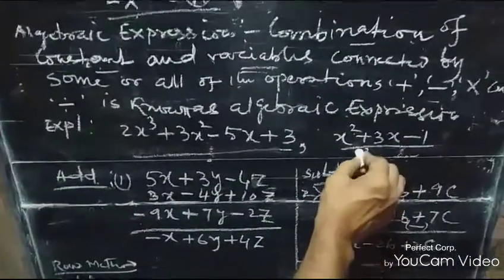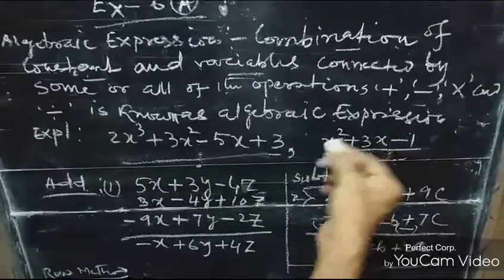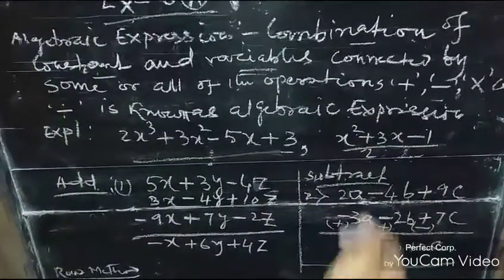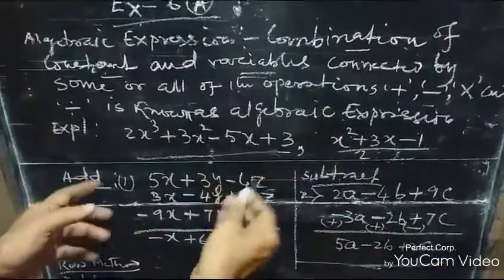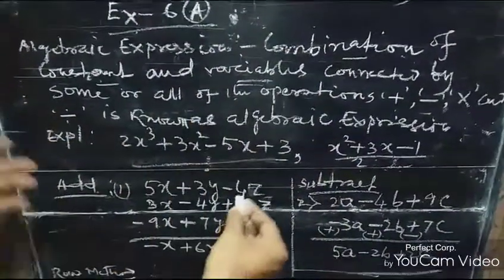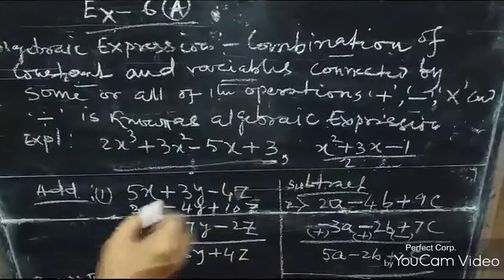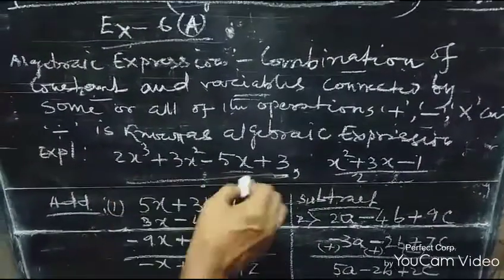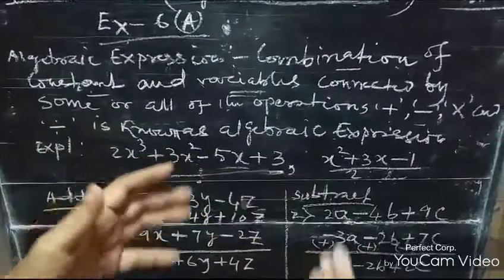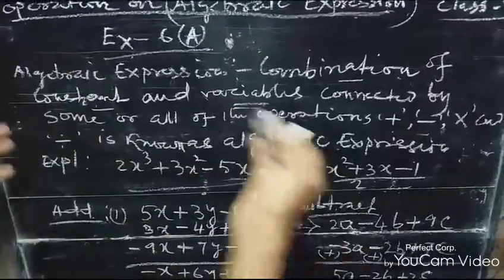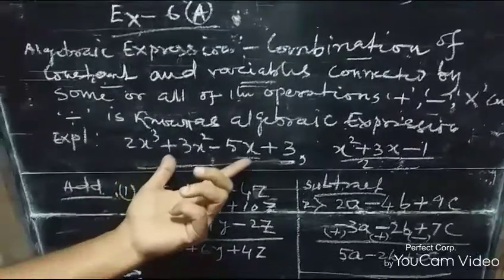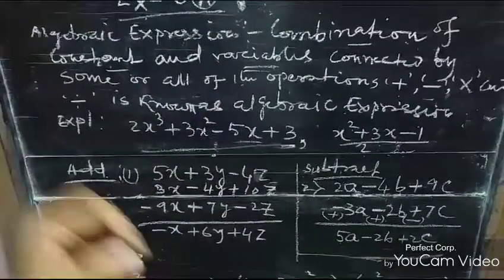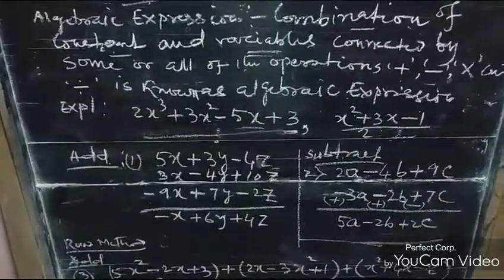Here is another example, which includes everything, including divide also. So these are algebraic expressions, a combination of constants and variables. This is the constant term, and these are the variable terms, because on the basis of the value of x, the expression value is getting changed. So as per your requirement, you can also change the value of the full expression.